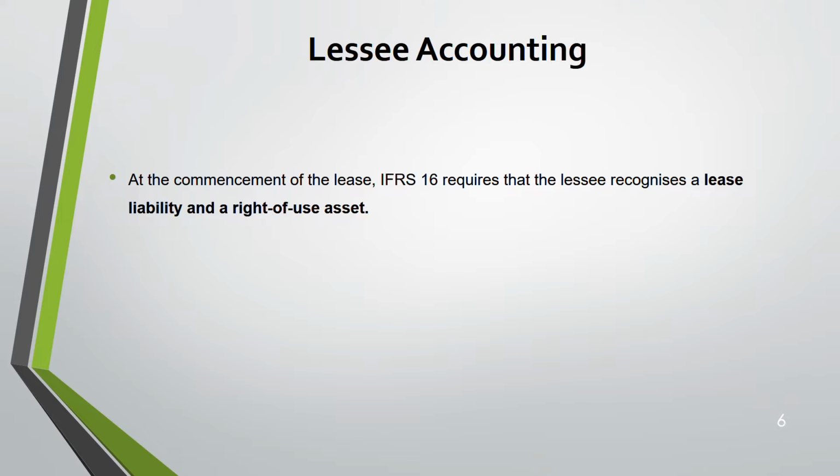Okay. So lessee is the one who will recognize a liability and a right of use asset. It's an asset. Okay. A right of use because you have the right to use that asset. That's why it's known as right of use asset. Okay. This is at the commencement of the lease. When the lease is commenced, it starts.